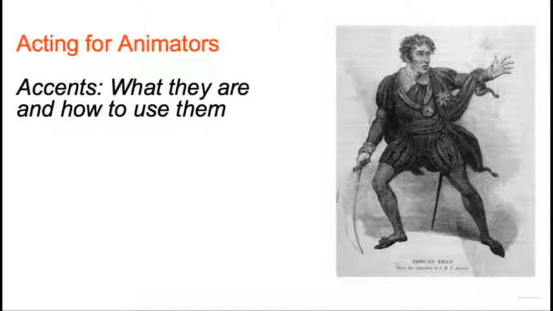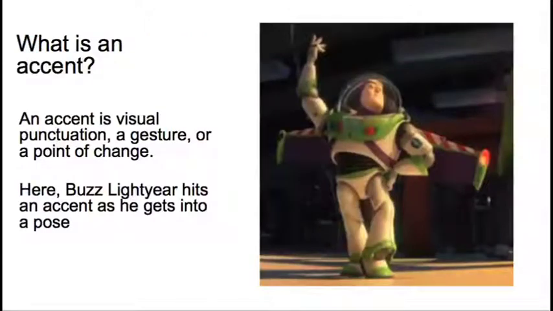because we'll be talking about accents a lot in dialogue and how you want to hit the main accents in the line and what that means. So first of all, what is an accent? I think an accent is defined as a kind of visual punctuation, or alternatively as a gesture, or as a point of change in the shot.